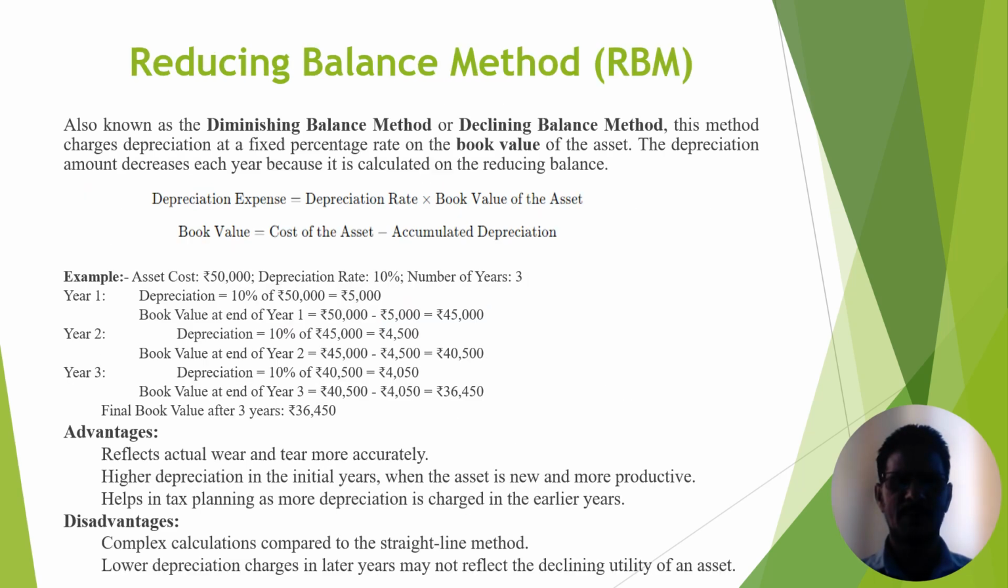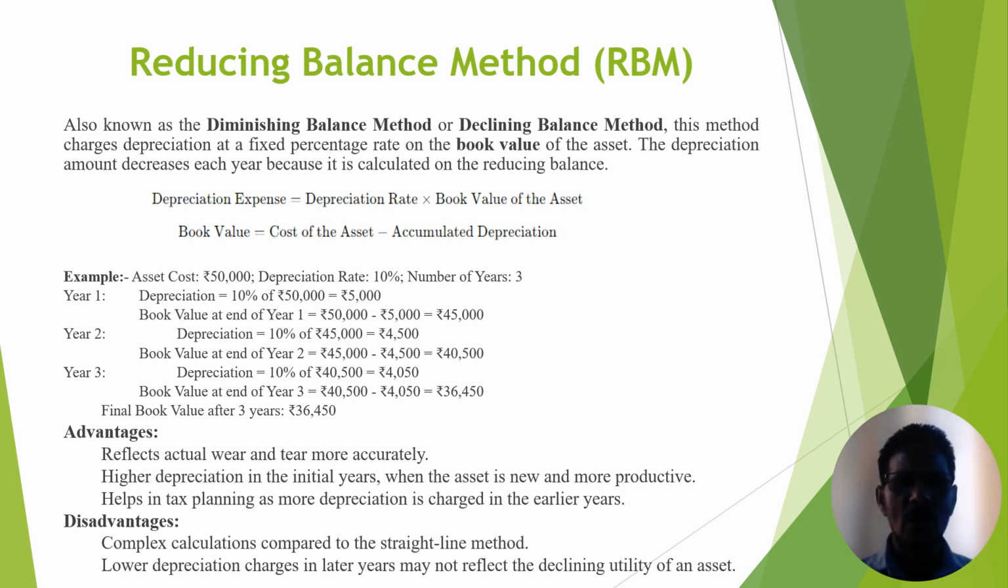Now then, let's start the next method, the reducing balance method. The reducing balance method is also known as the diminishing balance method or declining balance method. Under this method, every year our asset's value is reduced by the amount of depreciation, and then in the next year we charge depreciation on the reduced asset value. So the depreciation amount decreases each year because it is calculated on the reducing balance.